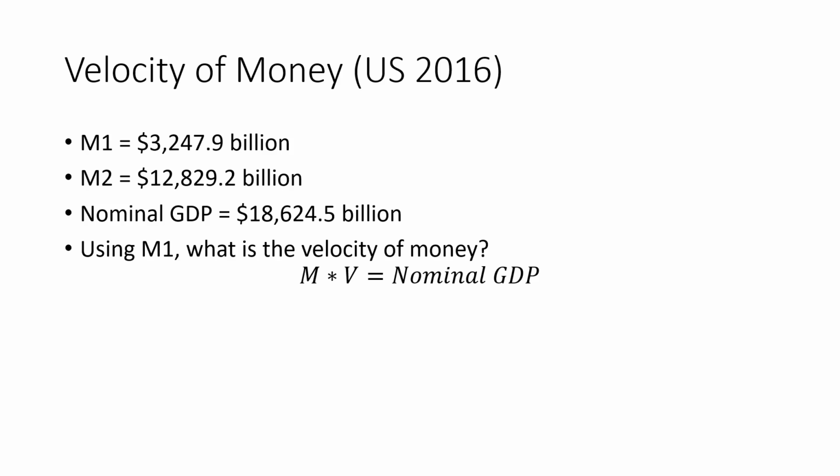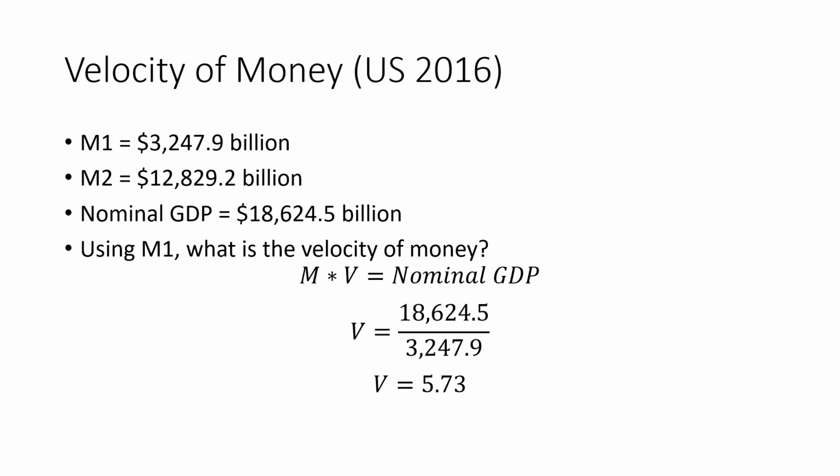So if we're going to use M1 to find the velocity of money here, we can use the equation where M times V equals P times Y, or nominal GDP, right here. And we plug that in. We plug in M1 for M, nominal GDP goes in for nominal GDP, and we calculate this and get V equals 5.73. We can also use M2.